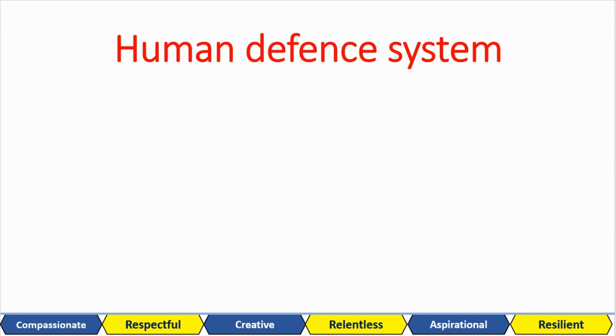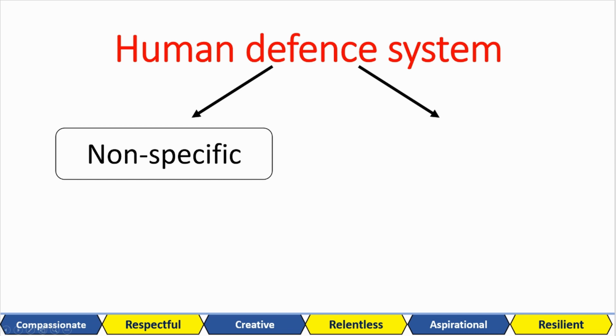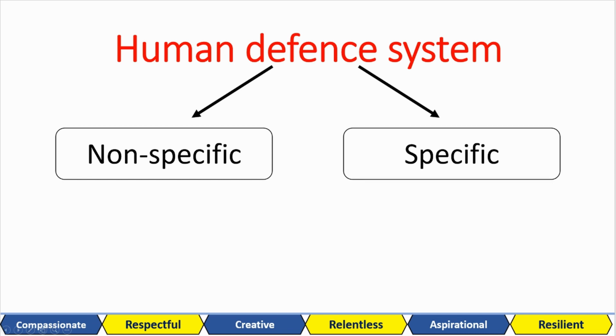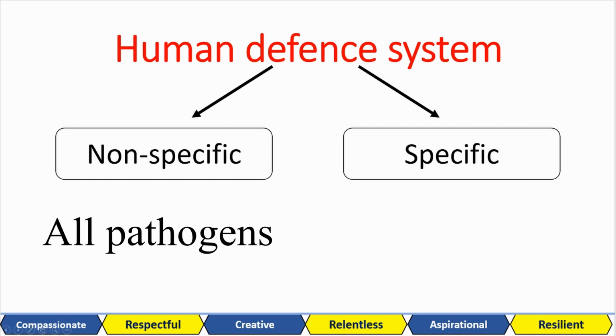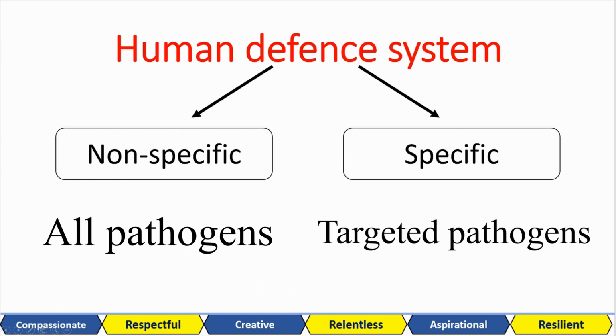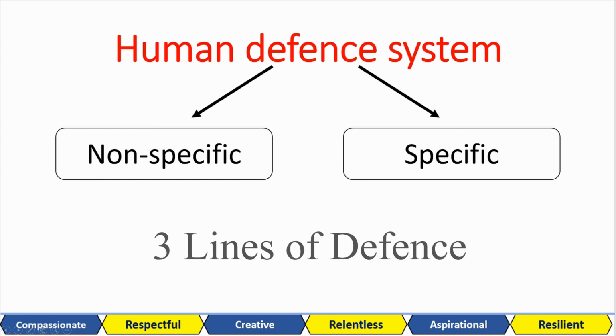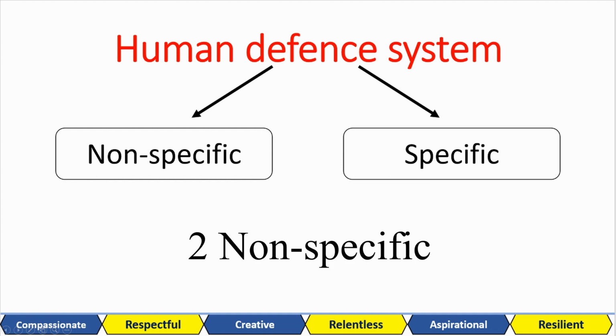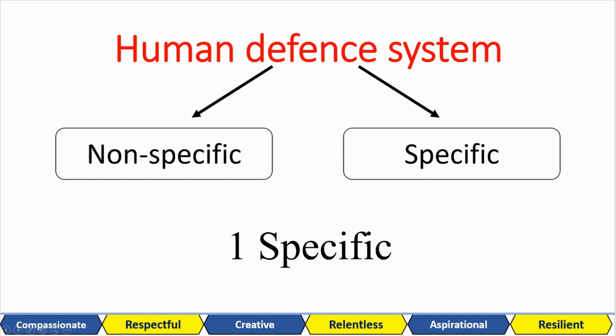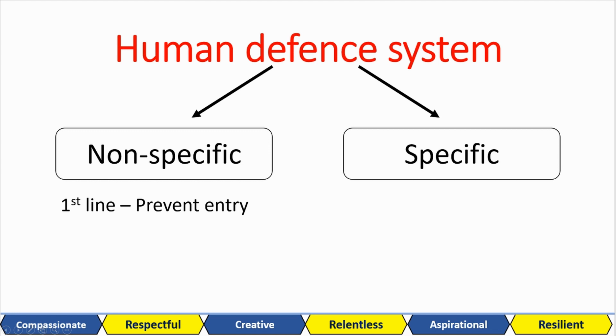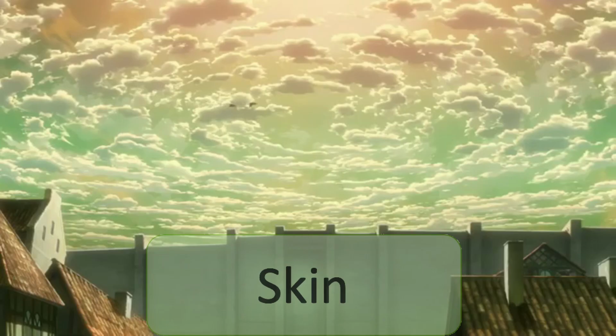We can split the human defense system into two parts, non-specific and specific. As you may guess from the name, all pathogens face the non-specific treatment, but only specific pathogens that you have developed an immunity to trigger a specific response. In total, you have 3 lines of defense, 2 non-specific and 1 specific. The first line of defense vaguely prevents pathogens from entering your body.